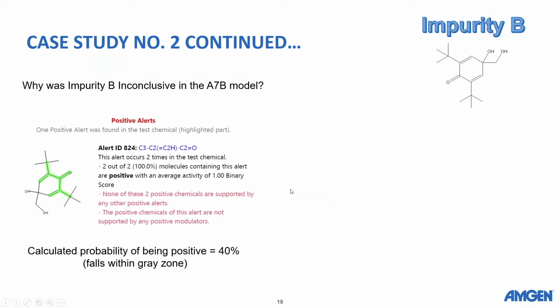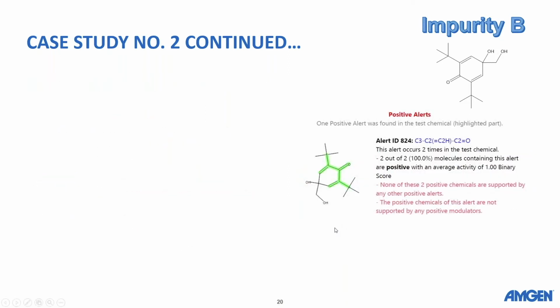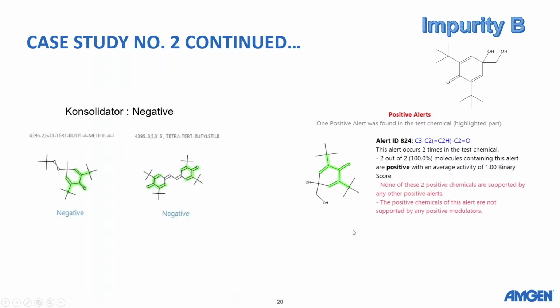We conducted a similarity search. Nothing came up that we could utilize. So we decided to run Consolidator. So here again, we have impurity B and the positive alert. Consolidator predicted impurity B was negative. And what it did as well is it provided two structurally similar compounds with Ames data that we were able to utilize to de-risk impurity B.